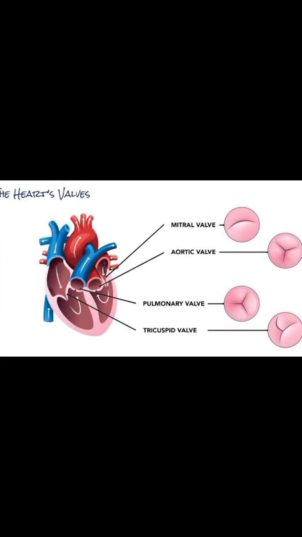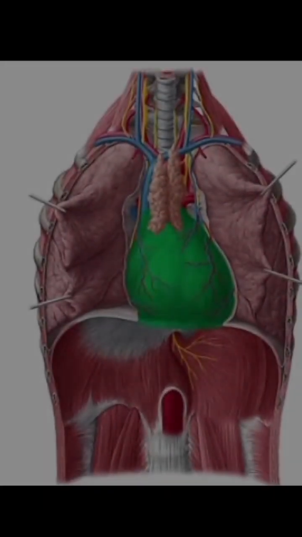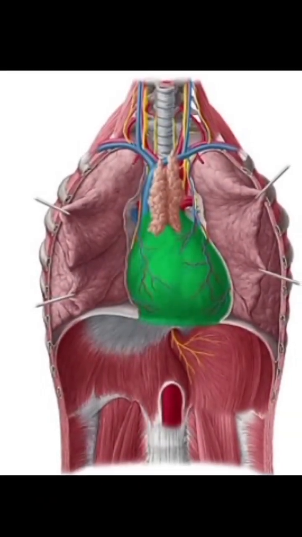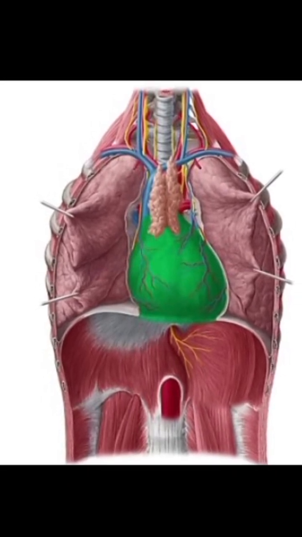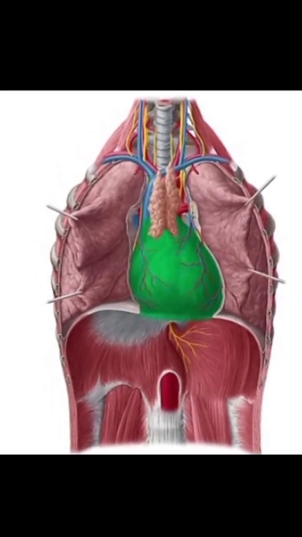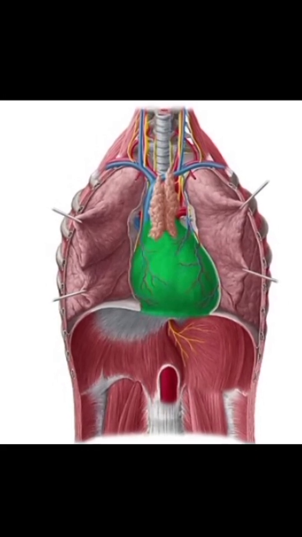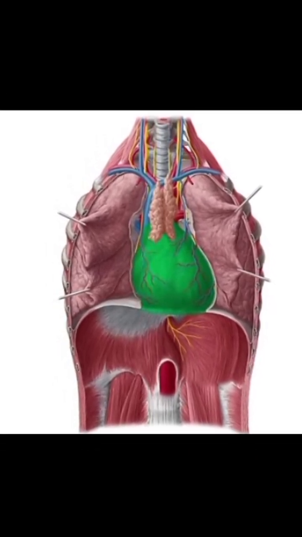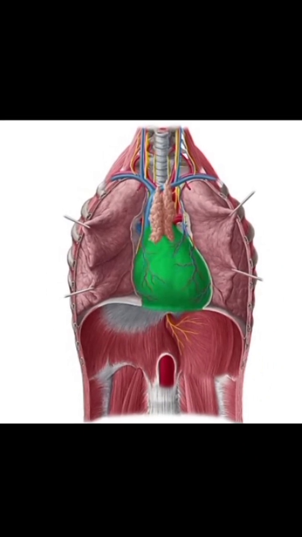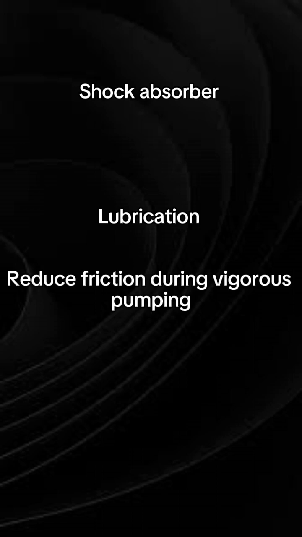And also there are valves in the heart that prevent the backflow of the blood. And these valves are the tricuspid valves, the bicuspid valves, the semilunar valves, and the atrioventricular valves. The heart has three layers: the endocardium, myocardium, and the epicardium. The epicardium has a secondary layer called the pericardium that is double layered. The double layer forms a cavity where the pericardial fluid is found, which functions as a shock absorber and also lubricates and reduces friction during vigorous pumping.